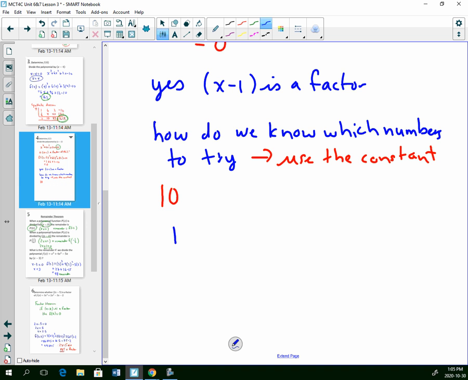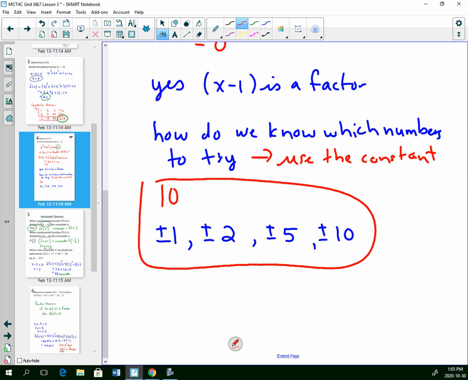So I could try 1: 10 divided by 1 is 10. 2 goes into 10: 10 divided by 2 is 5. 3 does not. 4 does not. 5 does. 6, 7, 8, 9 don't, and 10 does. So I could try 1, 2, 5, and 10, and also negative 1, 2, 5, and 10. Those are the numbers I can try. These are my options.